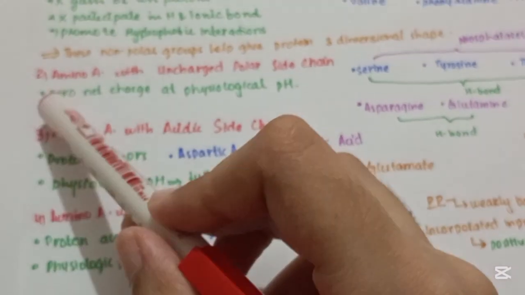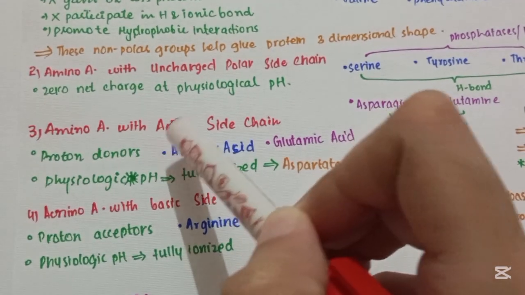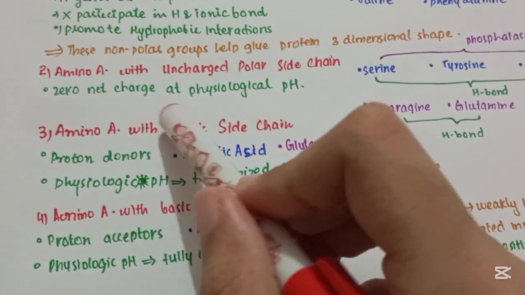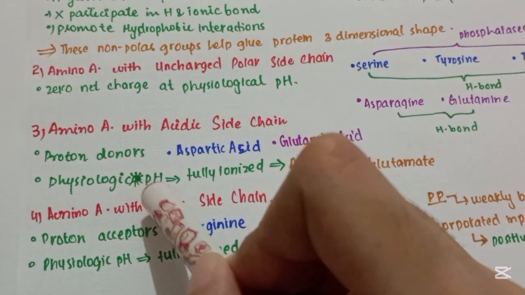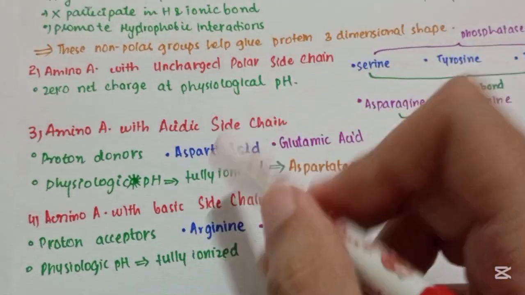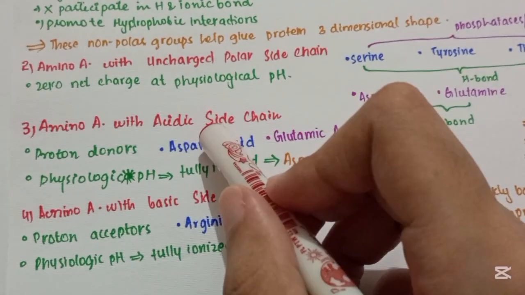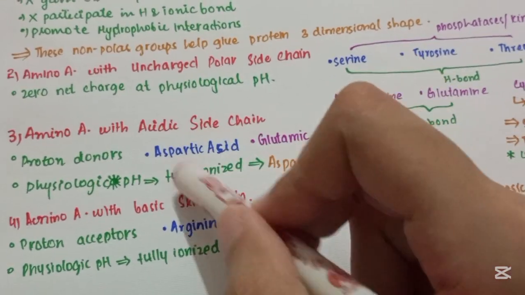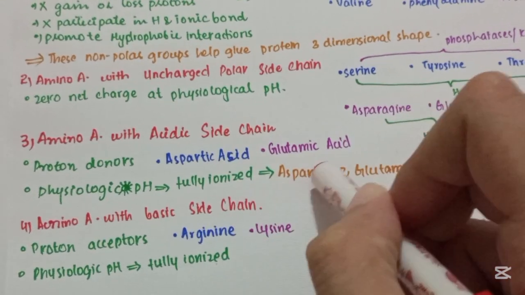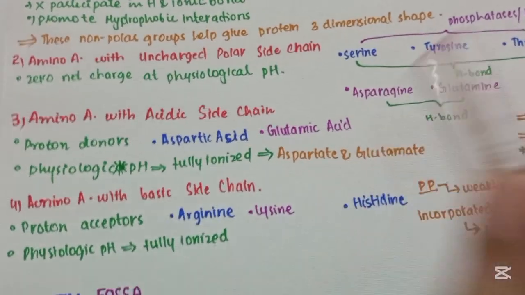Our third category is the amino acids with acidic side chains. They are the proton donors. At the physiological pH, they have fully donated their protons and they are fully ionized. The best examples of these amino acids are aspartic acid and glutamic acid, and after they have donated their protons, they are known as aspartate and glutamate.